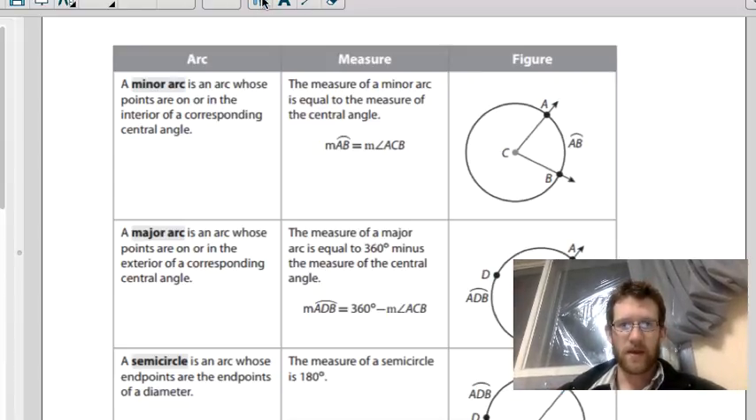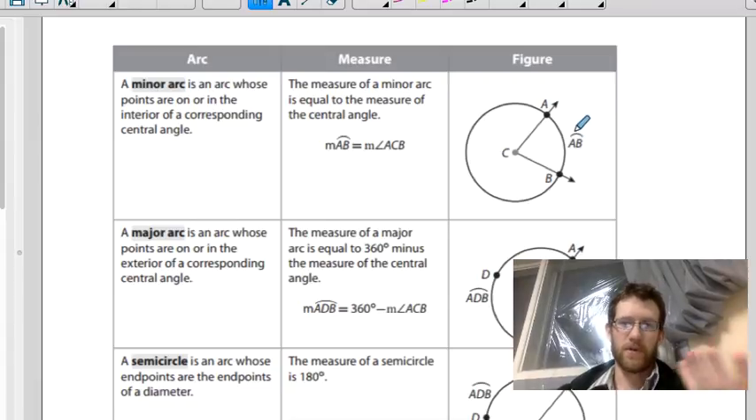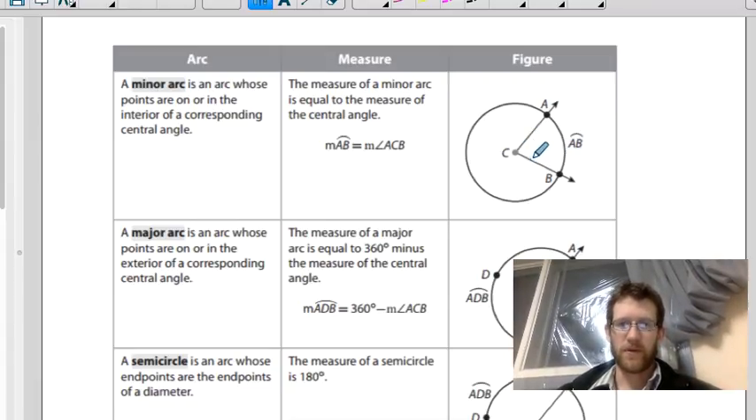The first is a minor arc. Well, let's start with an arc. An arc is a portion of a circle. So in this case, we have arc AB, and we can just label it with this little arc over AB. It's also important to note before we go any further that arcs are measured in the same units you measure an angle, either degrees or radians.